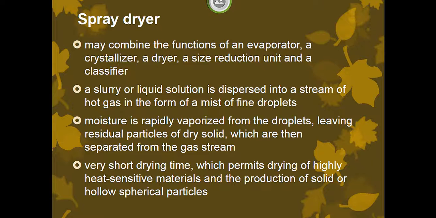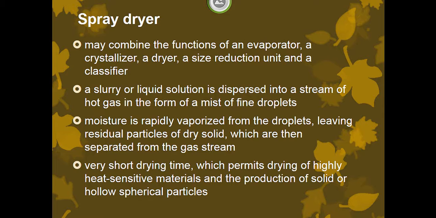So what you just saw is a video of a sample of a co-current type of spray dryer. The material that is to be dried is atomized and introduced at the top of the equipment together with the air that is being used to dry it. So that was an example of a spray dryer.